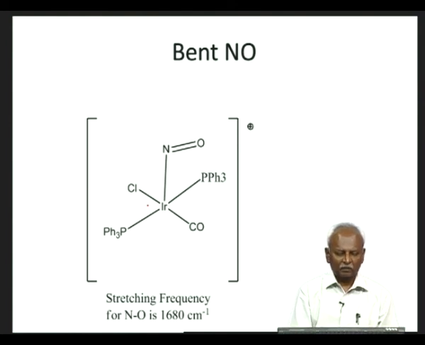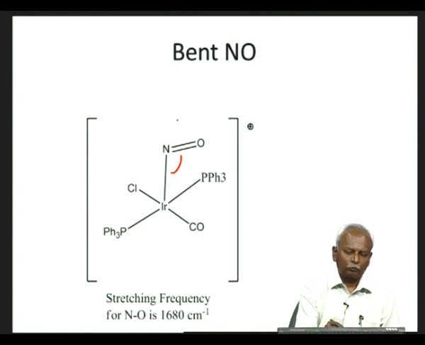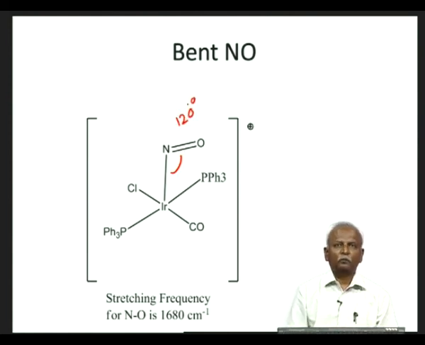And here is an example where we have a bent NO in an iridium(1) structure, and this angle is close to 120 degrees. The stretching frequency of these molecules is around 1680 cm^-1 or 1700 cm^-1. In many of the complexes where the MNO bond is bent, you end up with a stretching frequency which is much lower than the frequency that you observe for a terminal or linear nitric oxide.